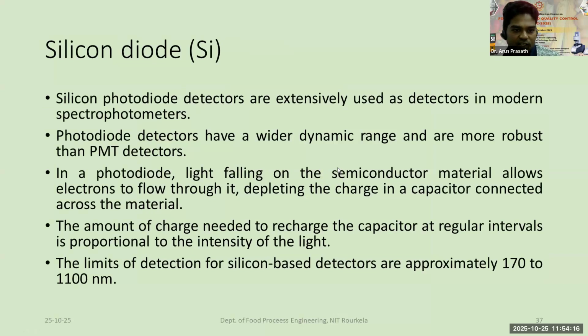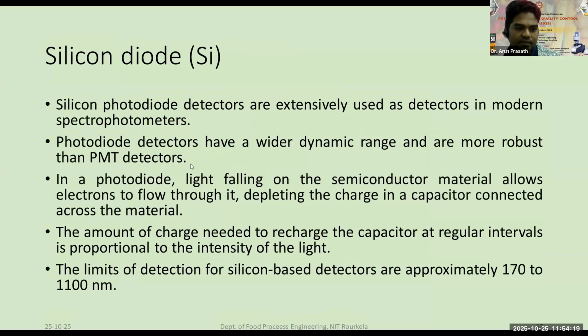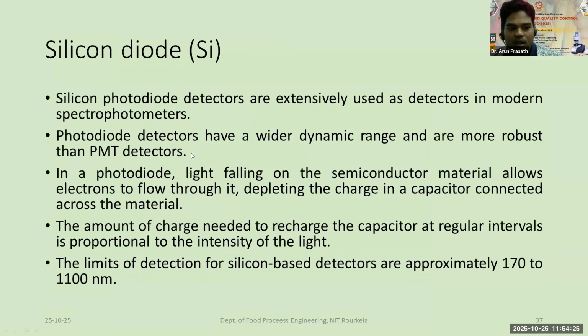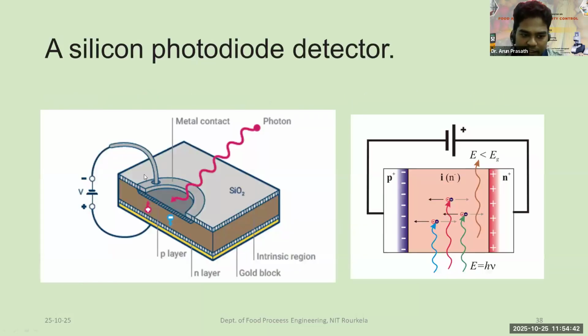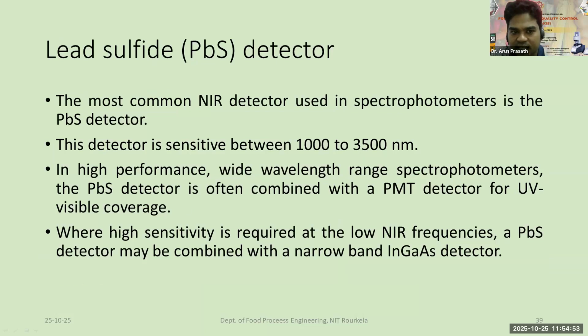And then we have a silicon diode. A silicon diode can also be used to measure the light. It is also a kind of photodiode. The light falling on the semiconductor material allows electrons to flow through it, depleting the charges in the capacitor connected across the material. So the transmitted light is detected through the capacitor, which neutralizes the charges and allows one photon to escape from this capacitance, and it can be measured easily. Lead sulfide detectors.